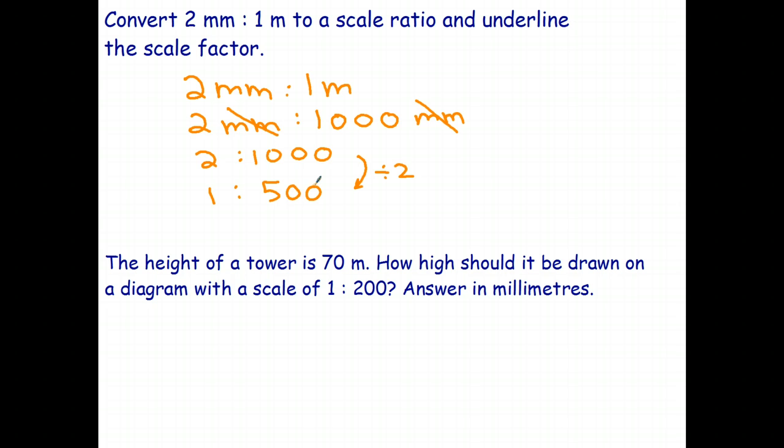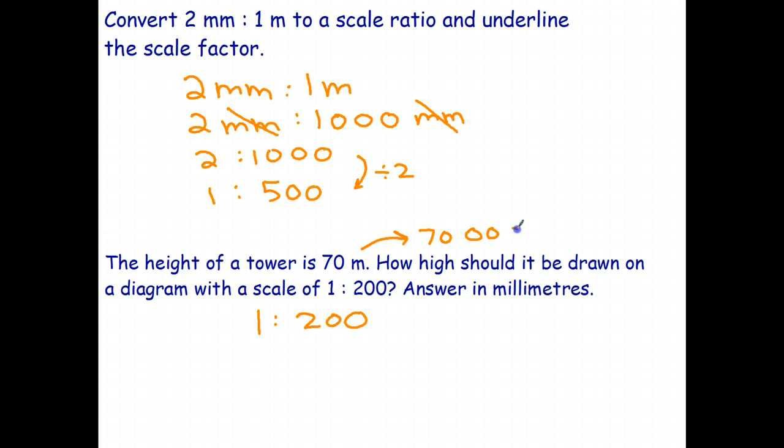Okay, having a look at the next one. The height of a tower is 70 meters. How high should it be drawn on a diagram with a scale of 1 is to 200? And answer in millimeters. Well, that is the actual height. So let me write the scale down first. 1 is to 200. Now we want to answer in millimeters, so let's convert this to millimeters. So I'll just come up here and say 70 meters, we have to multiply by 1,000.